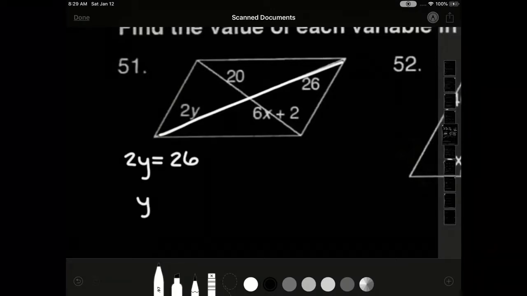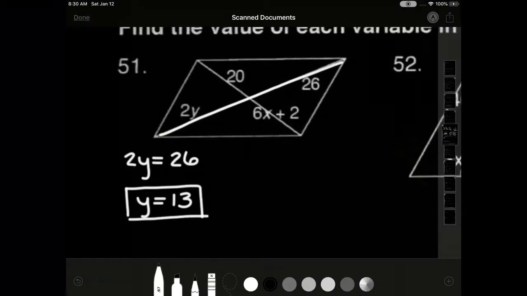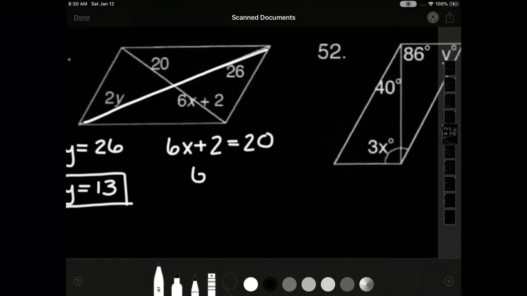And when you divide by 2, y equals 13. For the other one, we know 6x plus 2 equals 20. So we can subtract 2, we get 6x equals 18. And when we divide by 6, we get x equals 3.